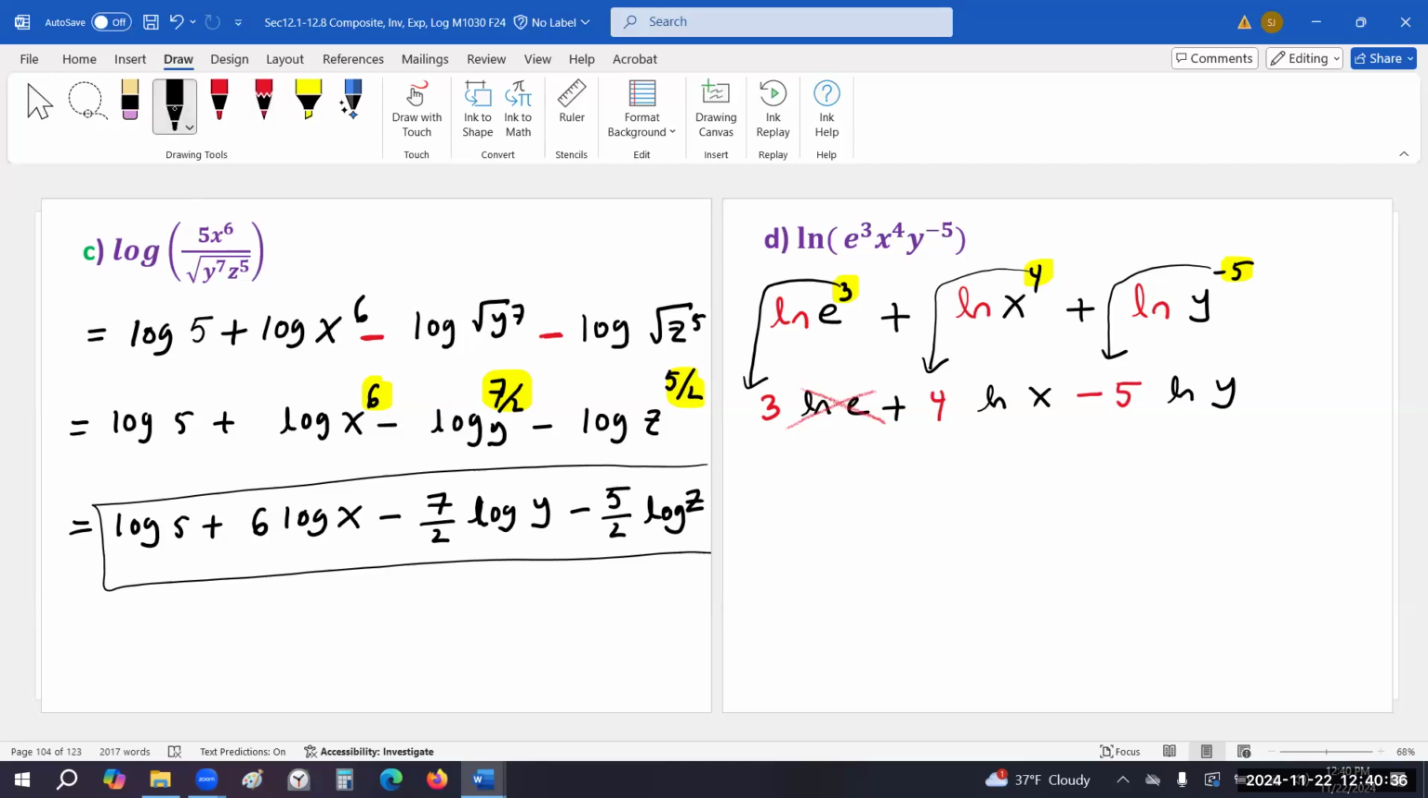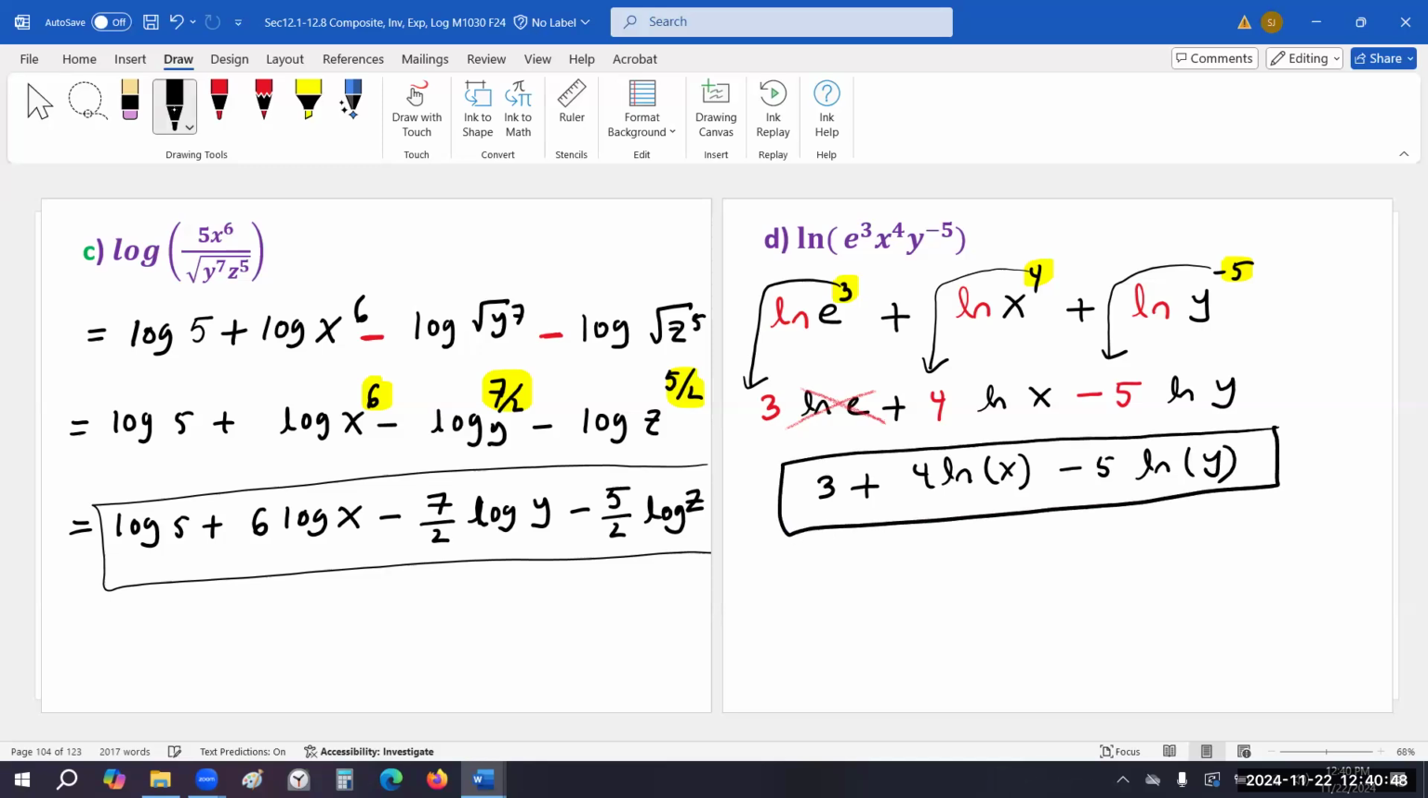Well, 3 plus 4 ln of x minus 5 ln of y. You don't have to put parentheses, but sometimes I do it. It's my habit. So what is... Because they're inverse of one another, just like 1 and -1. When you put 1 and -1 together, it becomes 0. So it vanishes. Same thing here.